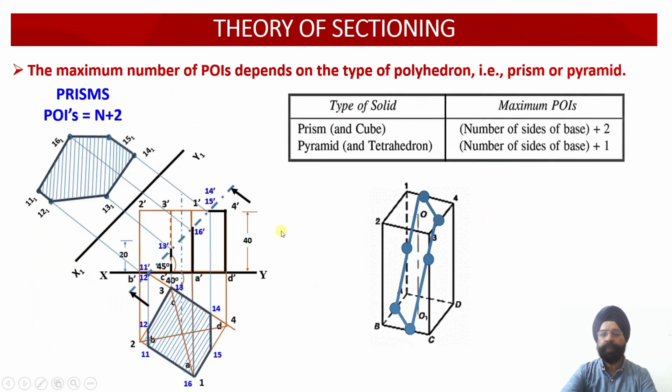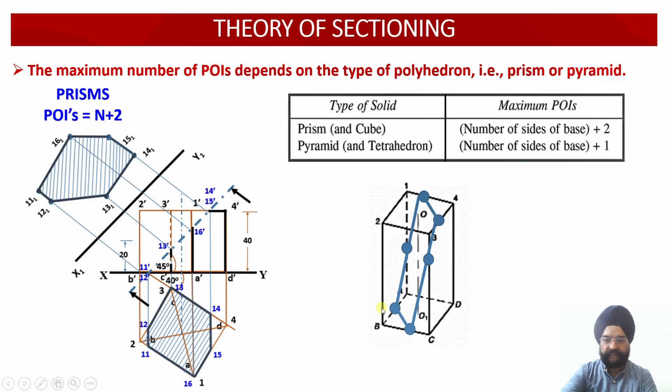Now this is another example of a prism where my cutting plane is oriented in such a way that it is cutting the top surface. You can see it is cutting the top surface as well. It is cutting the bottom surface as well. Please check. It is cutting the top surface and it is also passing through 2 of the vertical edges.